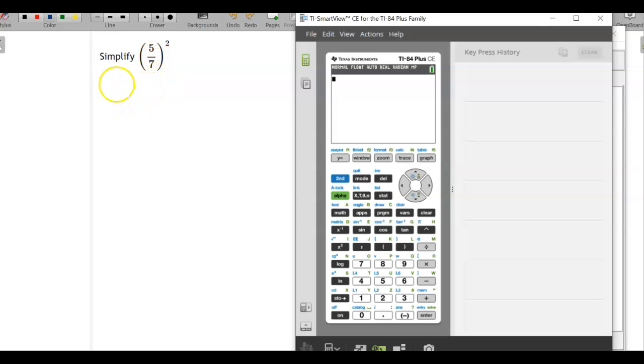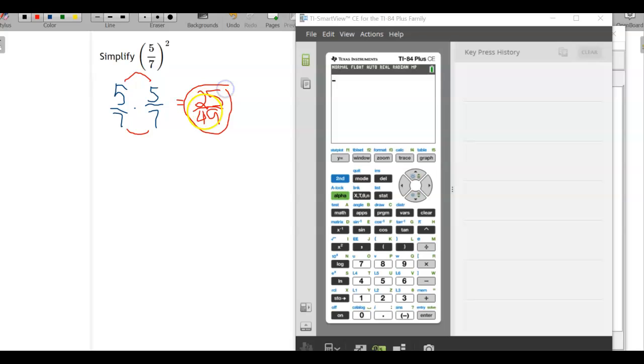This is a fraction problem that you could do quite easily by hand. 5/7 squared means you take 5 over 7 and multiply it by itself, 5 over 7 times 5 over 7. And when you multiply fractions, you multiply numerators, and you multiply denominators, 7 times 7. So 5 times 5, of course, is 25, and 7 times 7 is 49. You also probably know that you can reduce fractions, and you can do it beforehand if the numerator and denominator reduce, which these do not. So this is our final answer by hand.